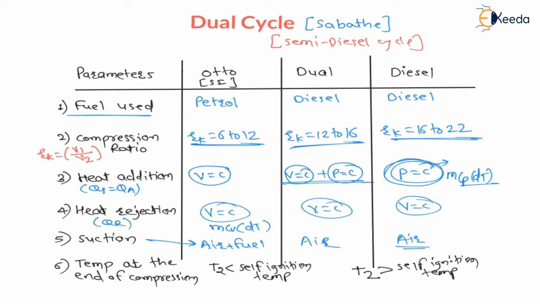For both diesel as well as dual, this T2 is more than the self ignition temperature of the fuel. Hence, as this temperature is more than self ignition temperature, we need not use a spark plug. Therefore, these dual as well as diesel cycles are called compression ignition engines. Hence, this diesel cycle is called a compression ignition engine, that is, CI engine.